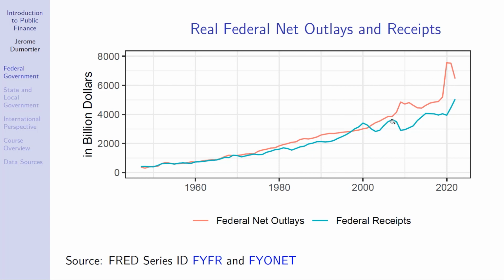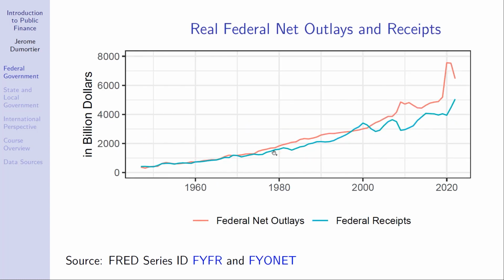For example, in the 2008 recession, you can see that the federal government put significant resources at the disposal of the economy. And then, of course, we also see the spike during the COVID-19 pandemic. Okay. Now note that all the data underlying those graphs are from the Federal Reserve Economic Data service, and you also have the links to those particular time series in the slides.